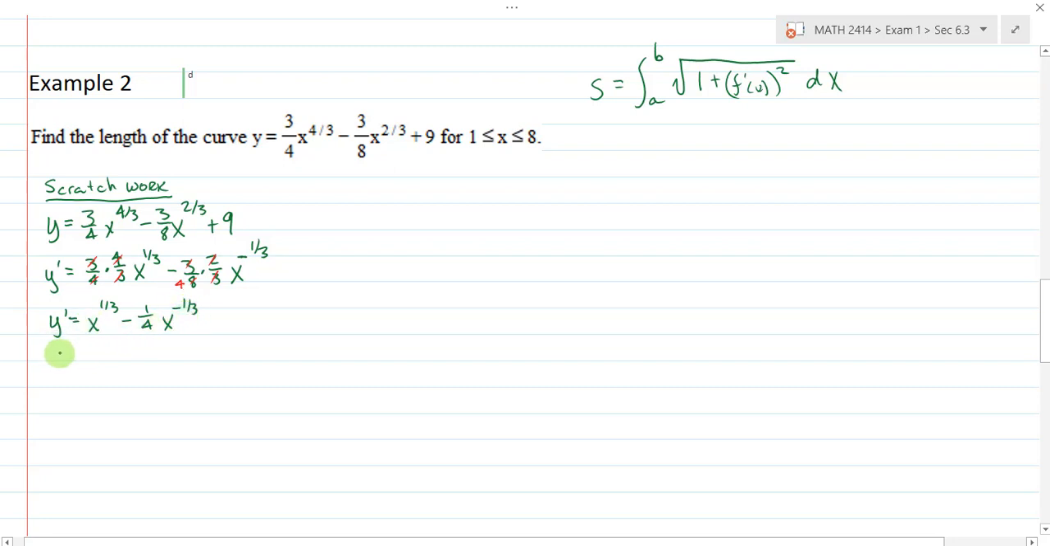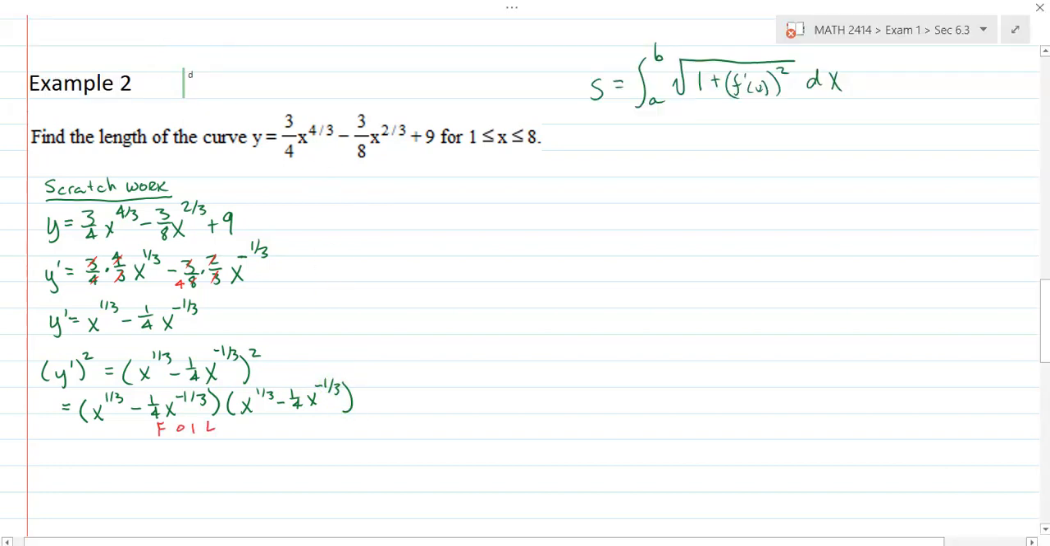Now we need to do what? I need to square it. I need the derivative squared. So when I square the derivative, that's going to give me (x to the 1/3 minus 1/4 x to the negative 1/3) squared. But when you square something, what you're doing is you're multiplying it by itself. So that's going to give us (x to the 1/3 minus 1/4 x to the negative 1/3) times (x to the 1/3 minus 1/4 x to the negative 1/3). And now how do I multiply this? Right, I'm going to FOIL it out.